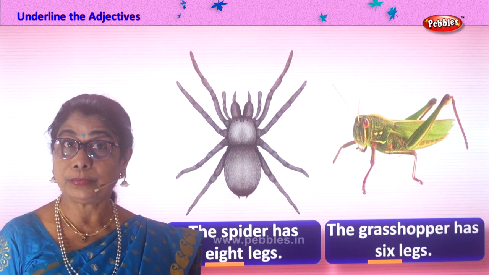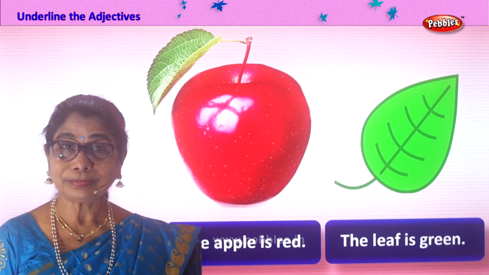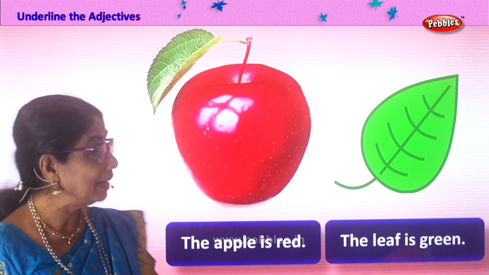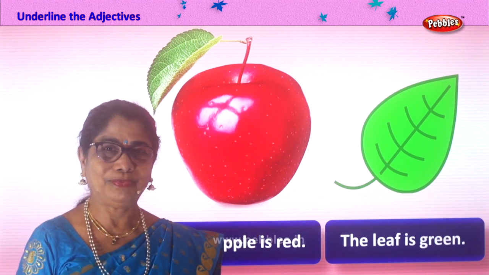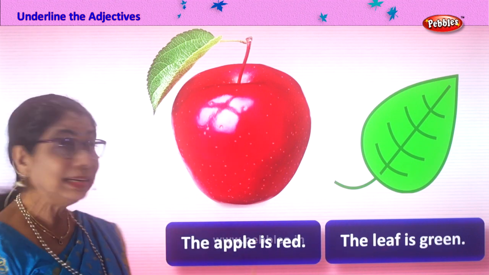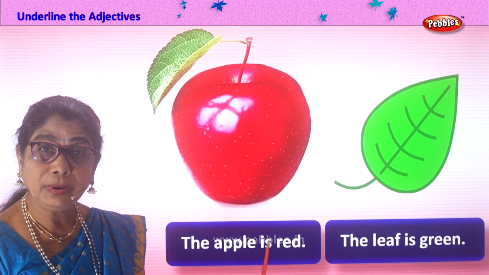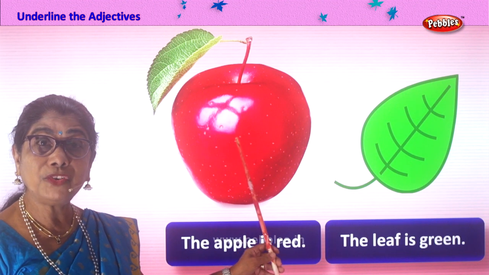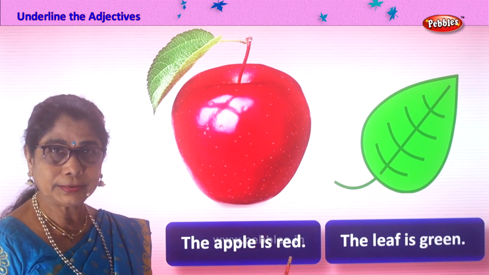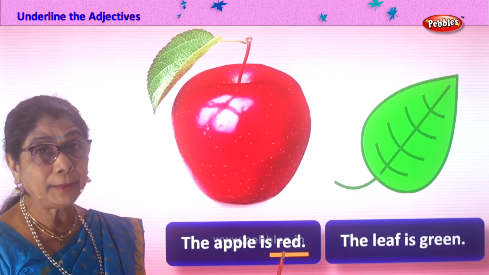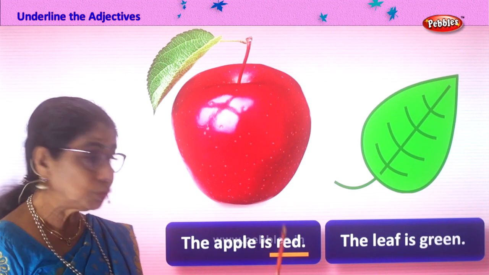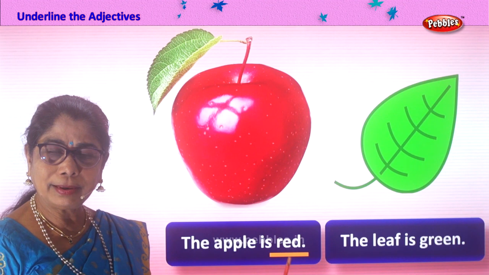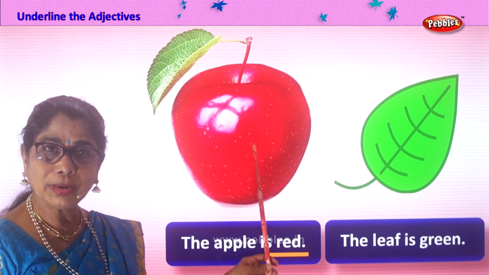Let's take another picture. Look what you have here. You love to eat this, do you? Apple. Yes, and this leaf. Red apple, green leaf. Let's read the sentence. The apple is red. What describes the apple? The color red. So we underline red. There are red apples, green apples, golden apples. This apple is red. So we underline red. What's the color of this apple? Red. Red is the descriptive word to tell us what color the apple is.